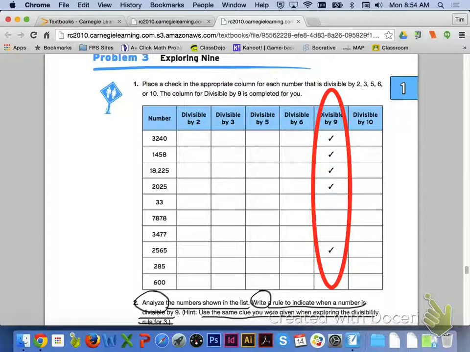If we take a look at number 2, we are analyzing the numbers that we see in the list. We are writing a rule to indicate when a number is divisible by 9, and they give you the same hint that we used for the number 3, so use that same clue when exploring the divisibility rule for 3 like you will for trying to figure out the rule for 9. Go ahead and do that with your group members right now. Fill out the table for number 2.